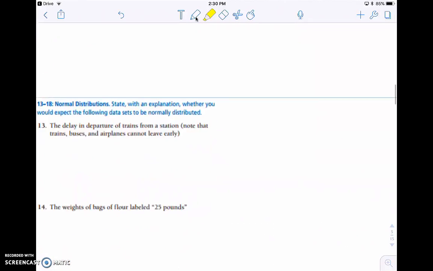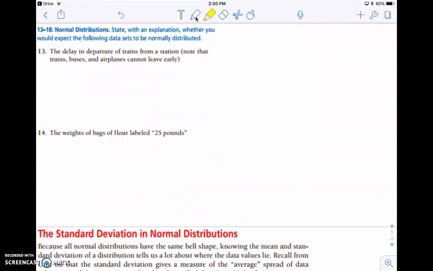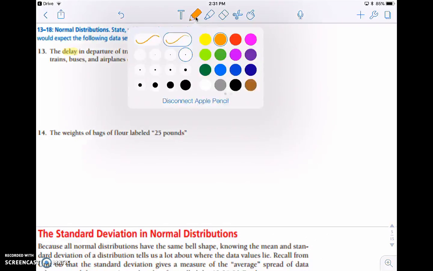So let's look at a couple of examples to see if we feel these are normally distributed or not, and why. Number 13 says the delay in departure of trains from a station. Note that trains, buses, airplanes, and so forth can't leave early. They're not supposed to leave early, or you get people who are quite angry.